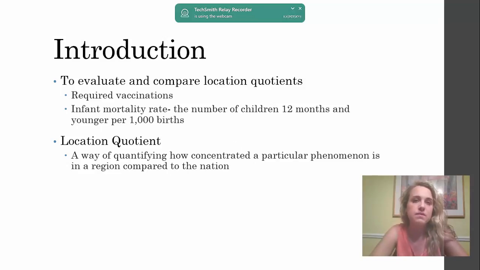So the purpose of this project was to evaluate and compare location quotients between two variables, and the variables I chose were the amount of required vaccinations per country in the European Union, and then also within those countries, the infant mortality rates of the children 12 months and younger, and this was per 1,000 births. A location quotient is a way of quantifying how concentrated a particular phenomenon is in a region compared to the nation, so looking at this phenomenon in a country compared to the rest of the continent.